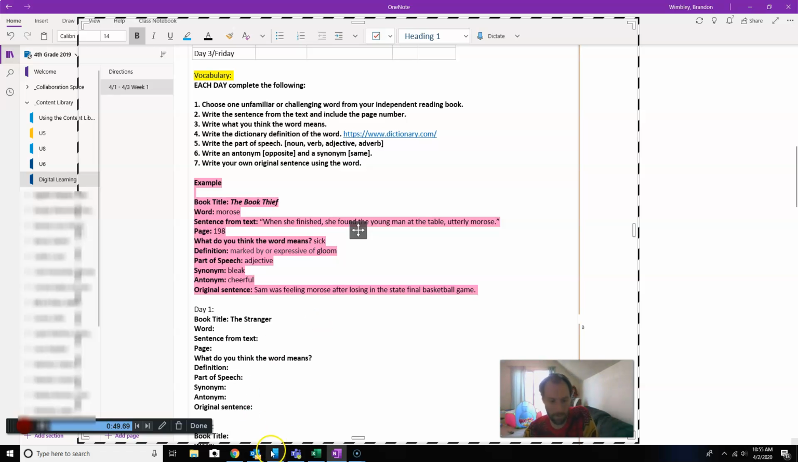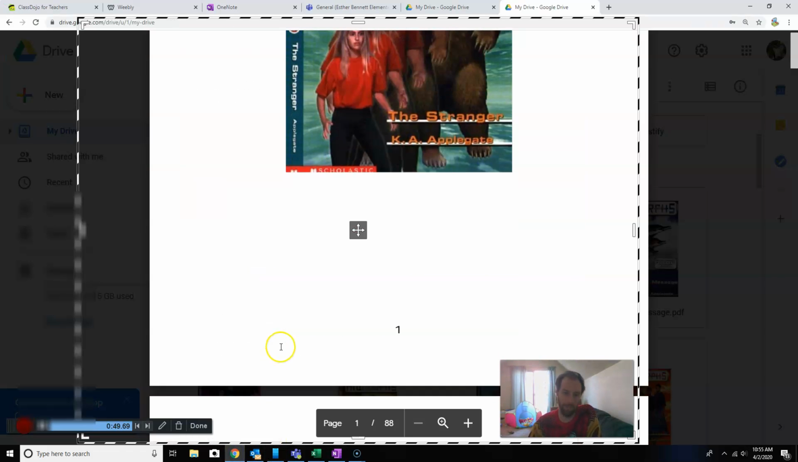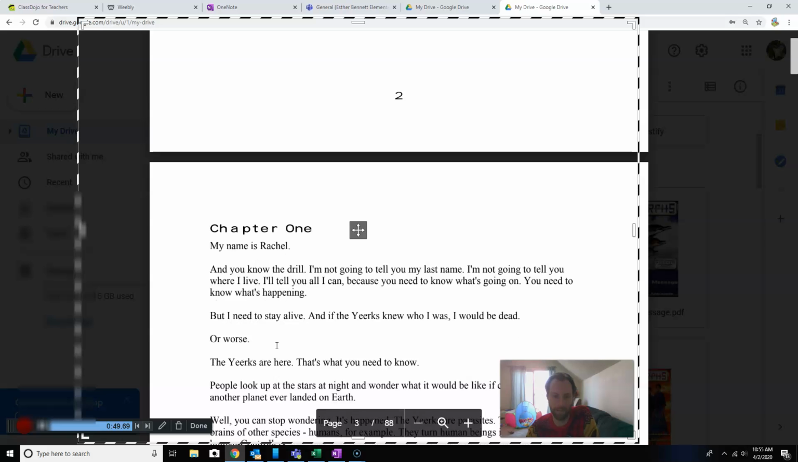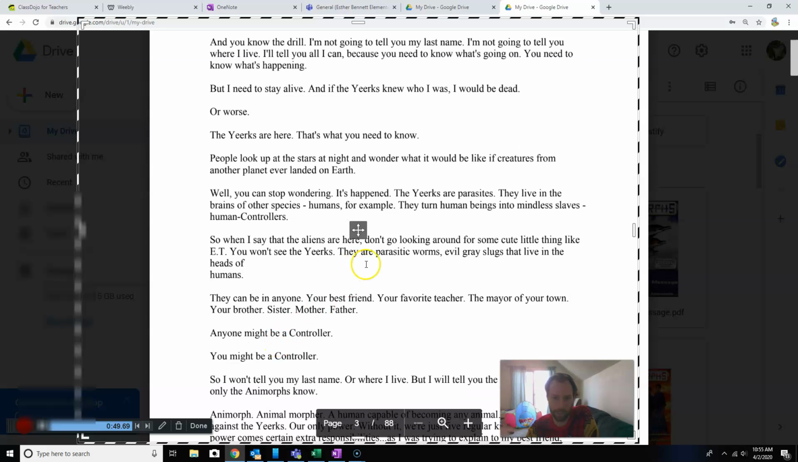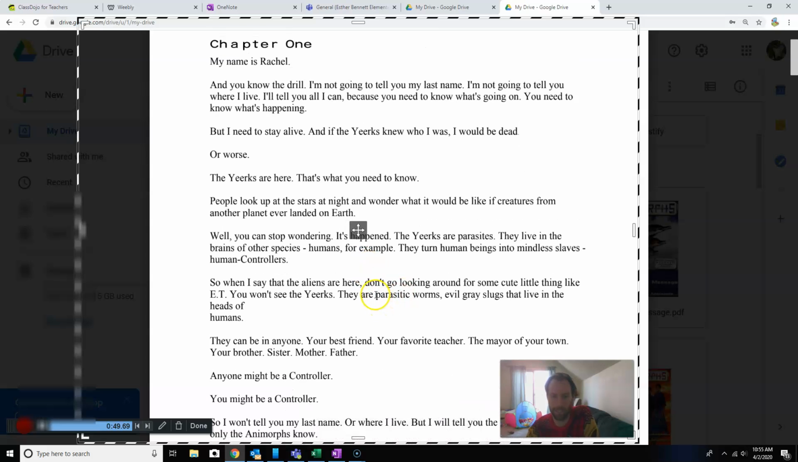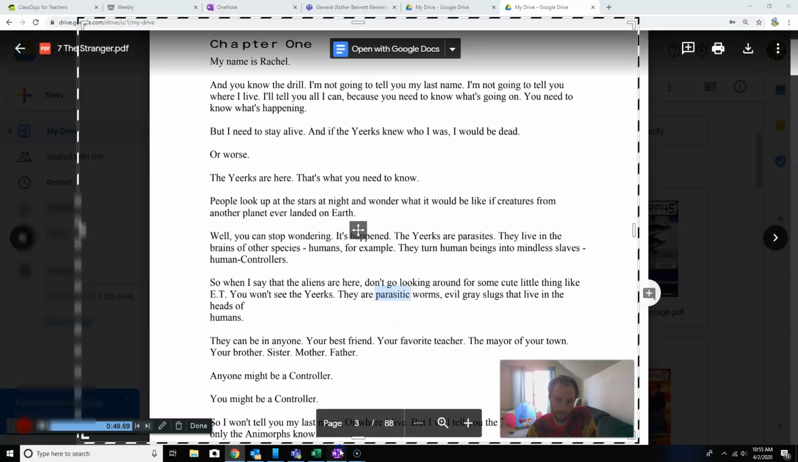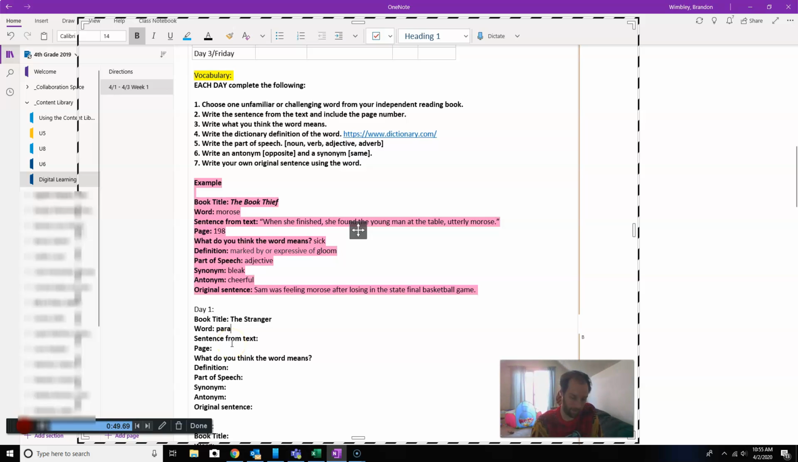And now I'm going to look for that word that I wasn't sure what it meant, my vocabulary word, or a word I found interesting. So what I'll do here is right here in the middle, or I guess slightly below the middle, I have this sentence. They are parasitic worms, evil gray slugs that live in the heads of humans. So here, this word parasitic, that's what I'm not sure about. So I'm going to write that word, parasitic, for my word here.